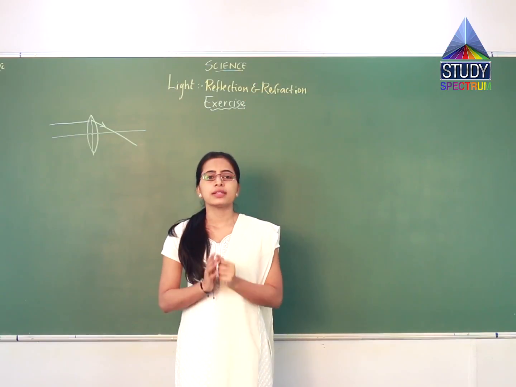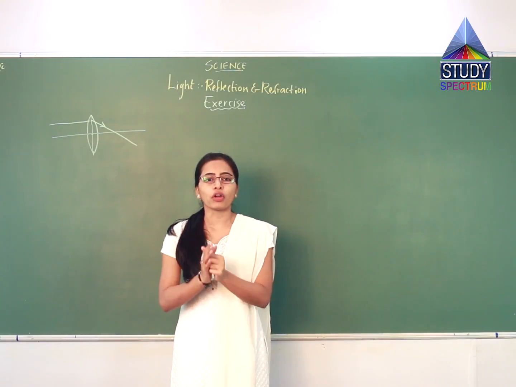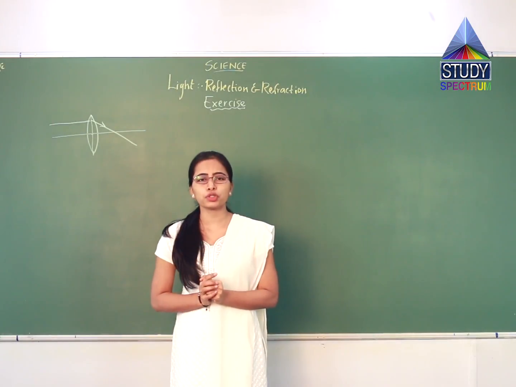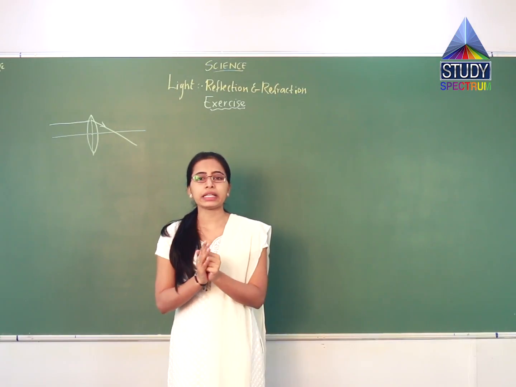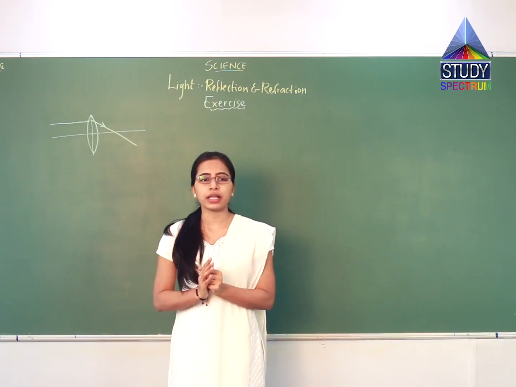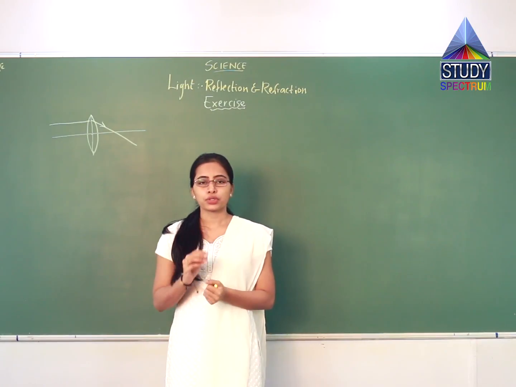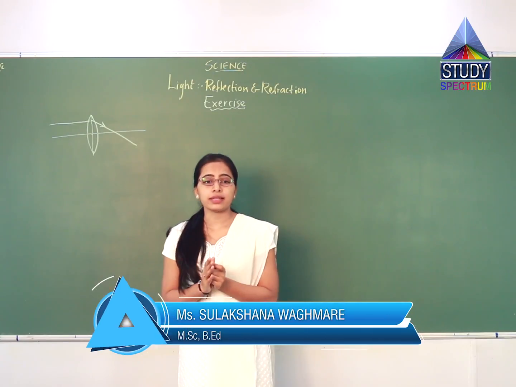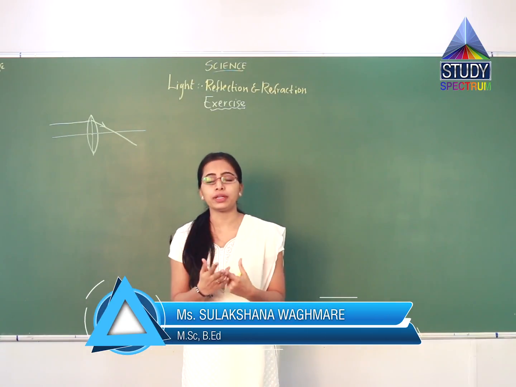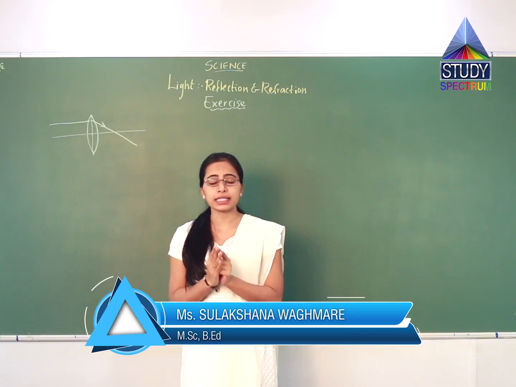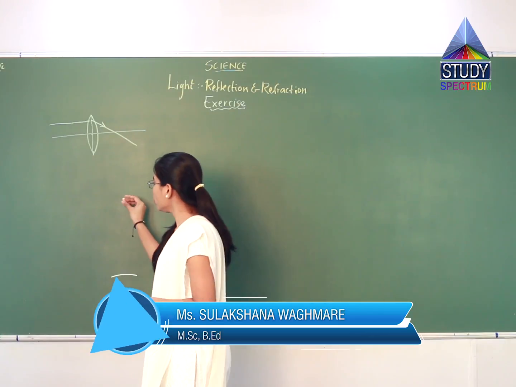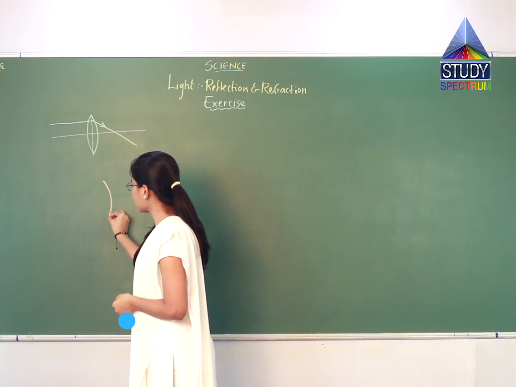Question number 2 is, the image formed by a concave mirror is observed to be virtual, erect and larger than the object. Where should be the position of the object? In this case we have a concave mirror, meaning we are not taking a concave lens, it is a concave mirror. So the concave mirror will be like this.